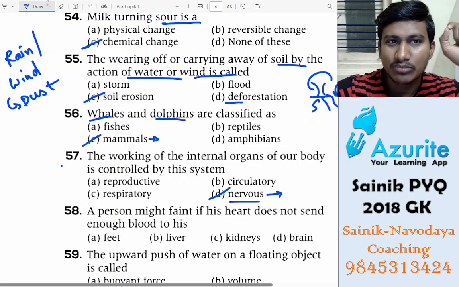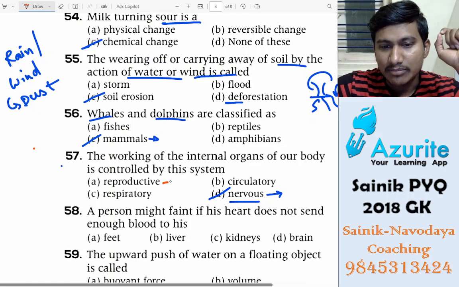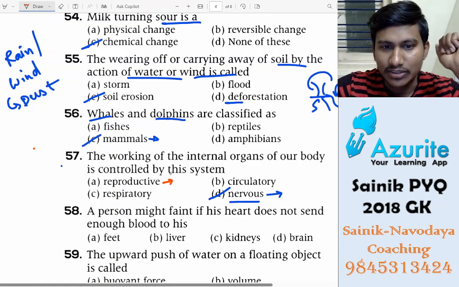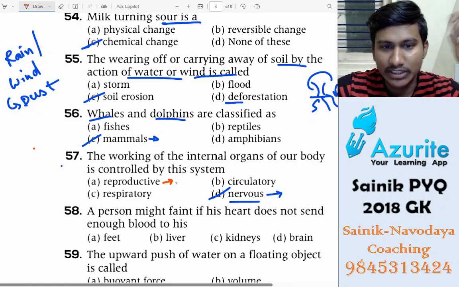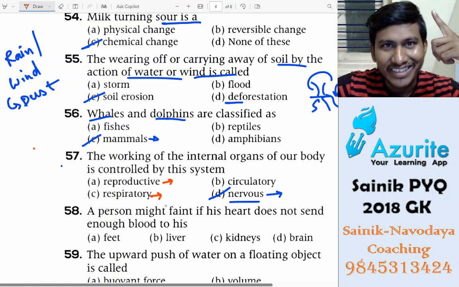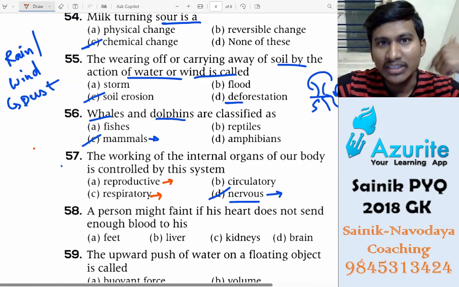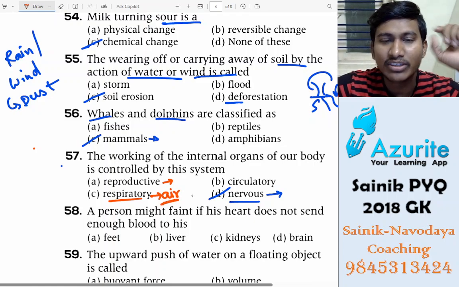Now the other options are there. Reproductive system means to reproduce offspring. Male organs and female organs will be there, the reproductive organs. Respiratory system means we take the air in and out, right? It goes through the nose till the lungs. Whatever air we breathe in and send out, that is the respiratory system.